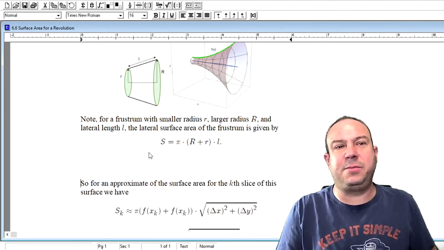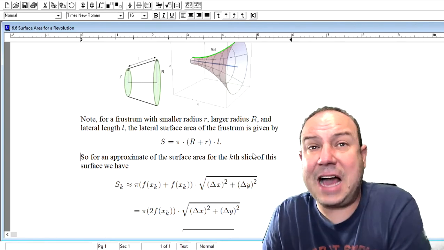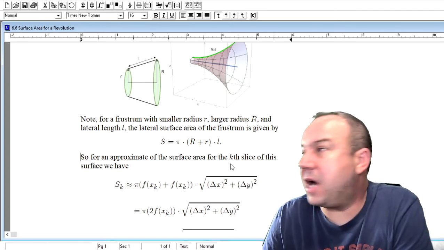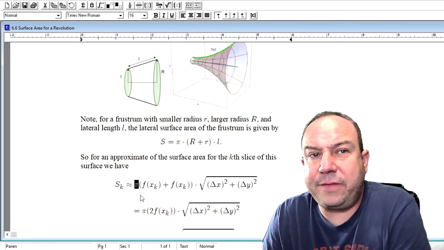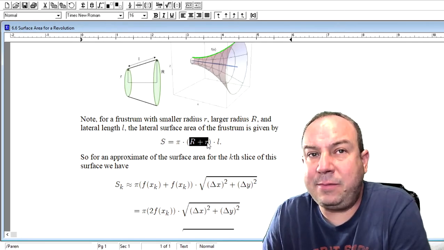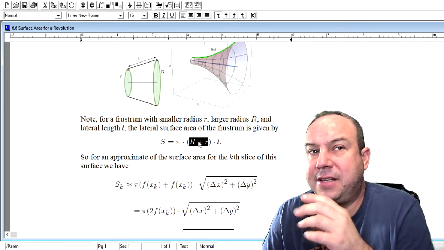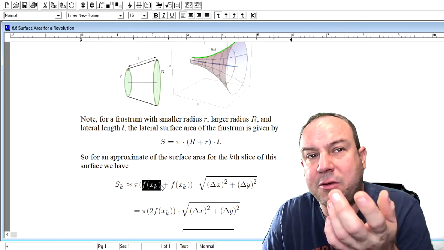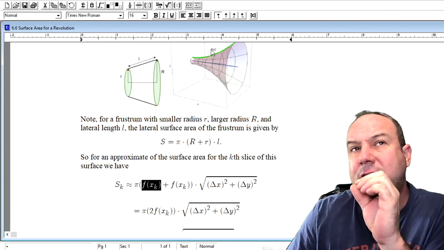So for an approximate of that surface area, what we can do here for the kth slice is approximate it as follows. In the kth slice, we grab any one of these slices. The surface area for that slice is going to be pi times the two radius measurements added together. Now, how we're going to approximate the radius measurements is we are just going to look at the value of our function f of x at x sub k.